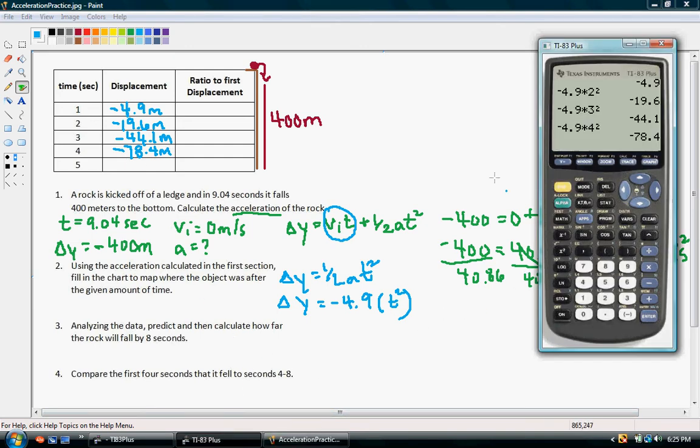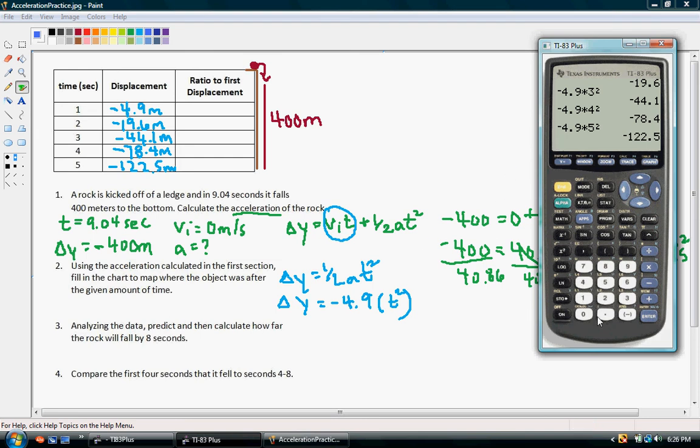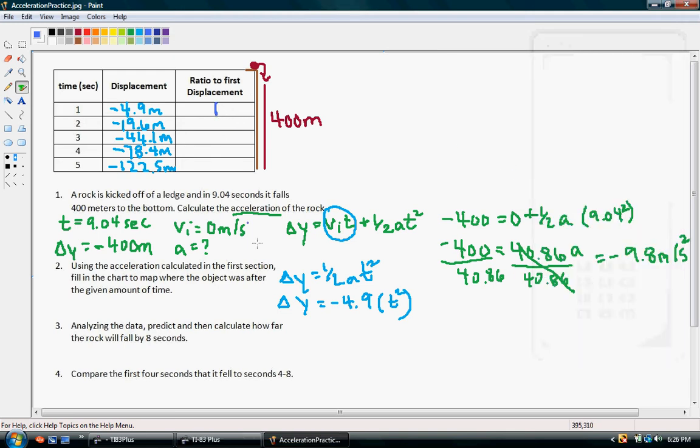Alright, then we'll plug in this last one, so negative 4.9 times 5 squared, negative 122.5. Alright, and then it wants to know the ratio to the first displacement. So we'll take negative 4.9 and divide it by itself. And we'll get 1. So here we'll write 1.